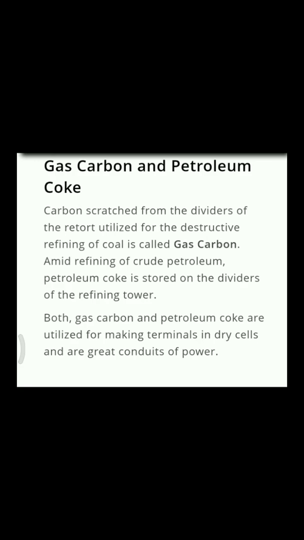Gas carbon and petroleum coke. Gas carbon deposits on the wall of a retort when a hydrocarbon is heated in it in the absence of air. Gas carbon is a good conductor of electricity and is therefore used as an electrode. So gas carbon and petroleum coke are utilized for making terminals in dry cells. Same as it, it is used for making electrodes.